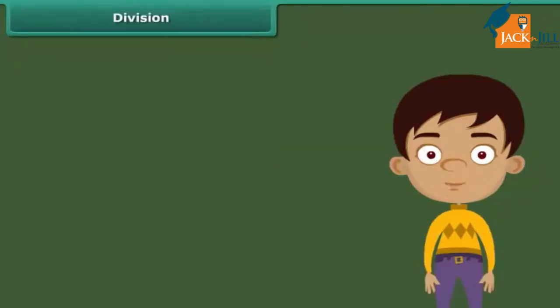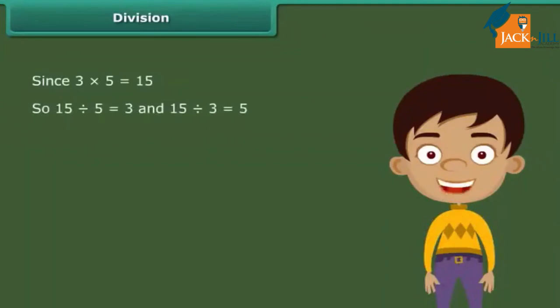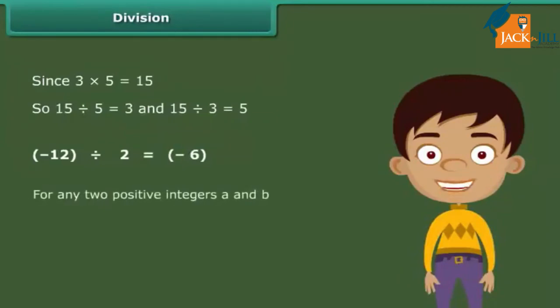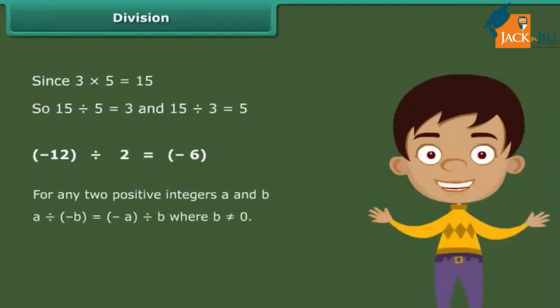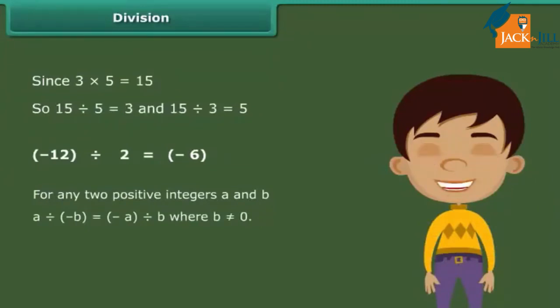We know that division is the inverse operation of multiplication. Since 3 into 5 is equal to 15, so 15 divided by 5 is equal to 3, and 15 divided by 3 is equal to 5. When we divide a negative integer by a positive integer, we divide them as whole numbers and then put a minus sign before the quotient. Thus, we get a negative integer. In general, for any two positive integers a and b, a divided by minus b is equal to minus a divided by b, where b is not equal to 0.